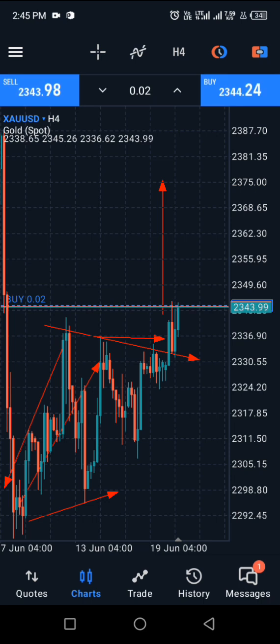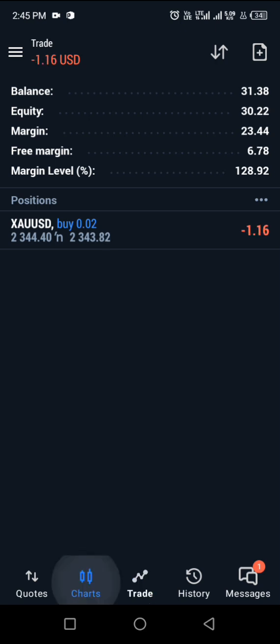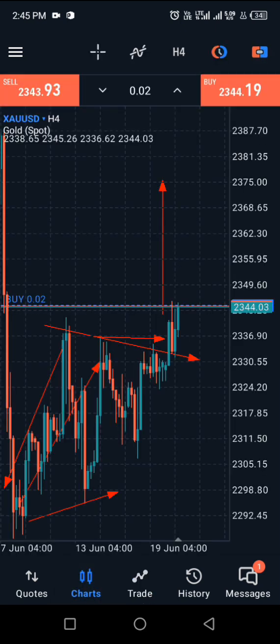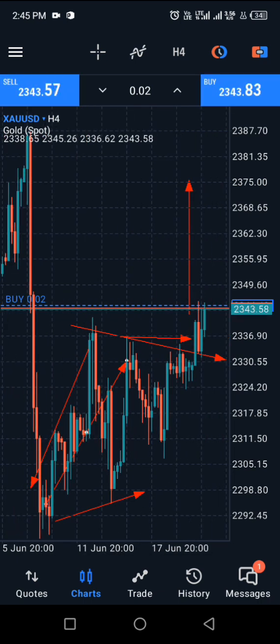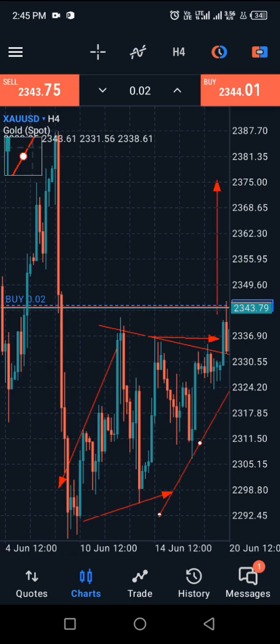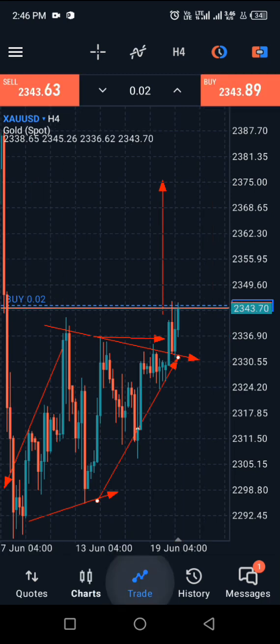I enter the trade here with 0.02 lot size, and I'm still at a loss. After a few hours, the price starts moving up, and you can see that the price is trying to start going up. The trade is already on.